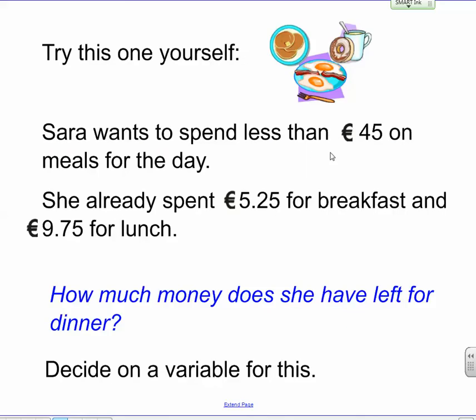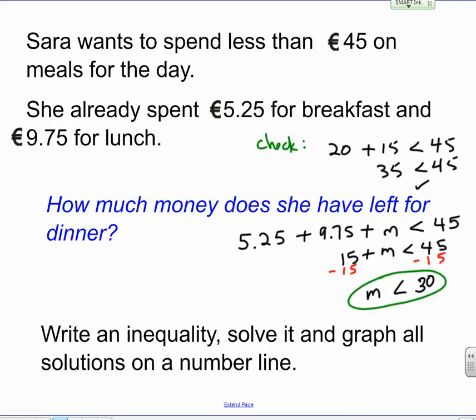Then you tried one yourself. So Sarah wants to spend less than 45 euro on meals for the entire day. This is how much she spent for breakfast. This is how much she spent for lunch. The question is, how much money does she have left to spend on dinner? So most of you picked D for your variable for that. So we know that D or M, another class picked M, her breakfast plus her lunch plus her dinner meal has to be less than 45.